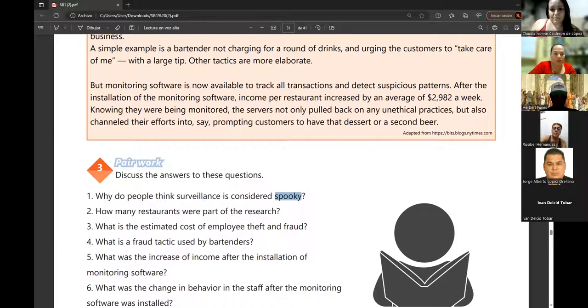Any volunteer to answer this question? Yes. The effect of the surveillance on behavior. Okay, they notice the difference in behavior. Okay, another possible answer? Other answer. I'm sorry?